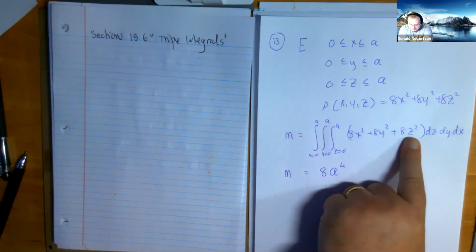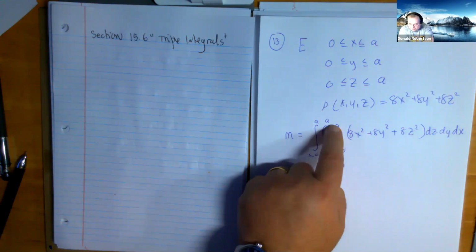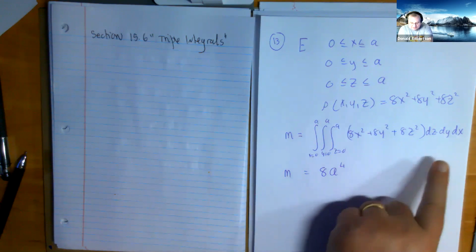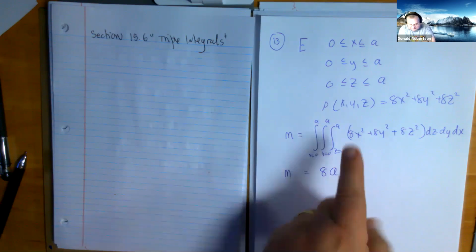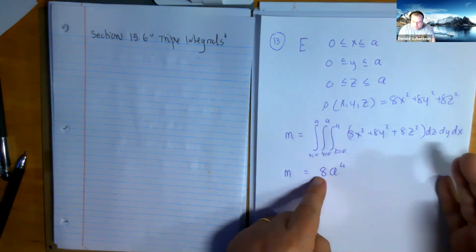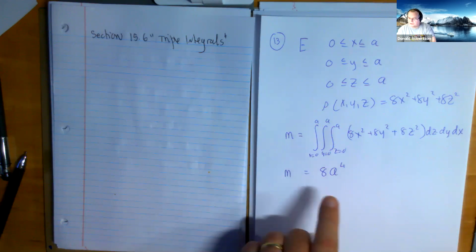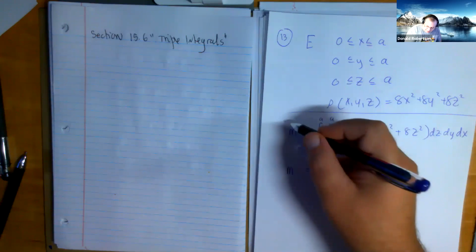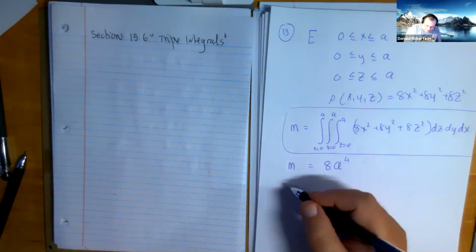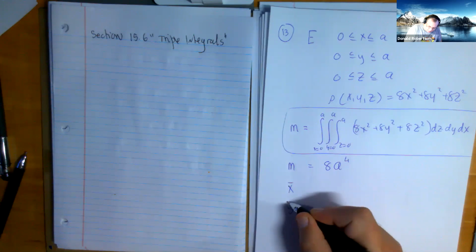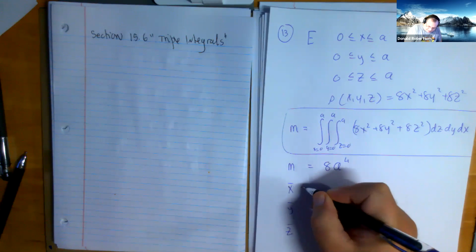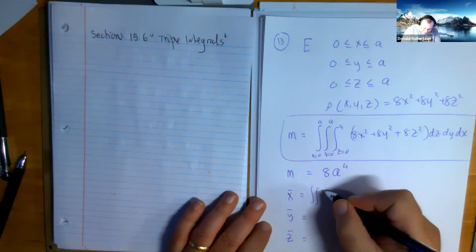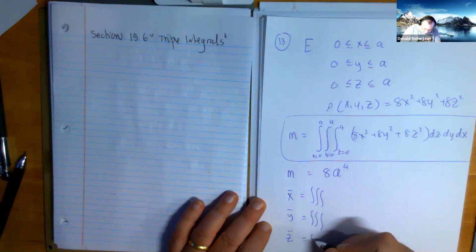Imagine integrating with Z, making Z 0 and A, integrating with Y makes Y 0 and A, and then finally integrate with X makes X 0 to A. And the chances are it's a big ugly polynomial with A cubes and A squares in it, but let's just pretend it's that. So you calculate the mass with this formula, and then you have to do X bar, Y bar, and Z bar. And they are going to be the same triple integral limits, so I won't actually write them down.